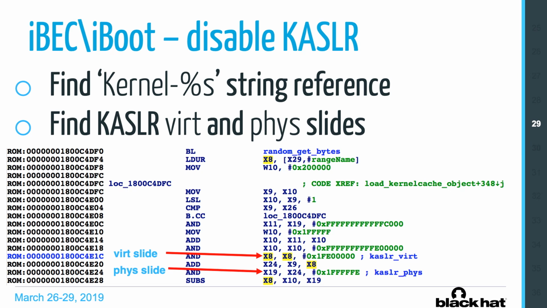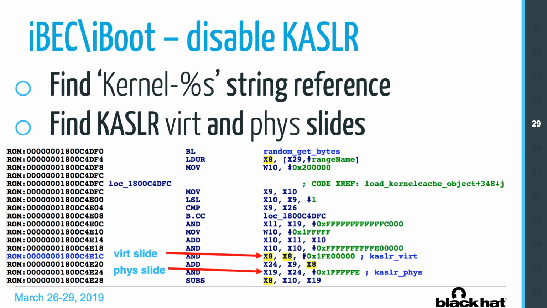The next thing is KASLR. Again, it's not really required for dual boot, but it's really nice that we can boot the system with a non-relocated kernel. It's easy to spot. Just look for the kernel-%s string reference, and we will find code that asks SEP to provide an 8-byte seed. In our case, it's random_get_bytes. So after random_get_bytes, we'll see the calculation of the KASLR virtual slide and physical slide. In my case, x8 gets the virtual slide and x19 gets the physical slide.